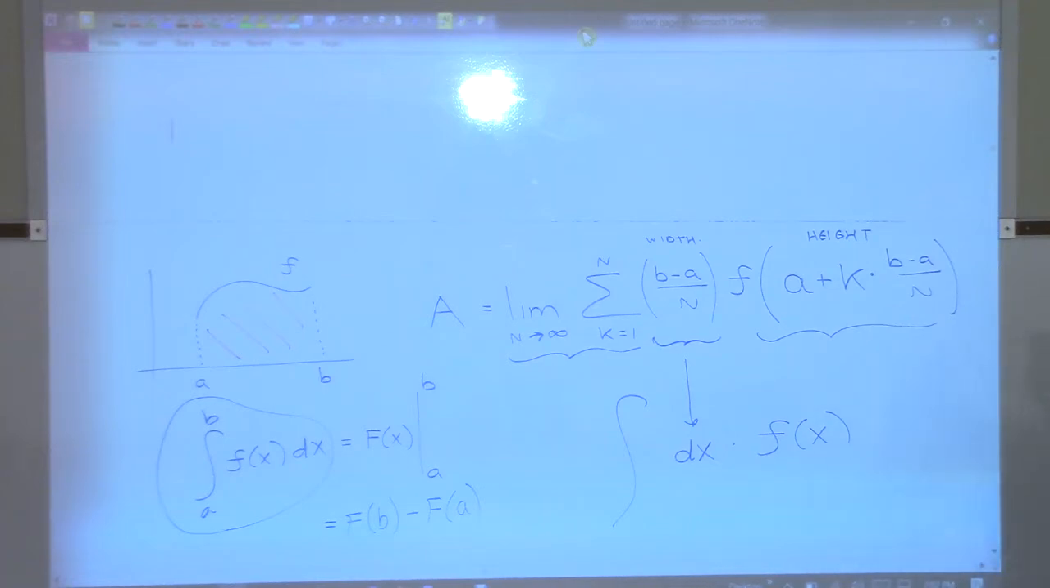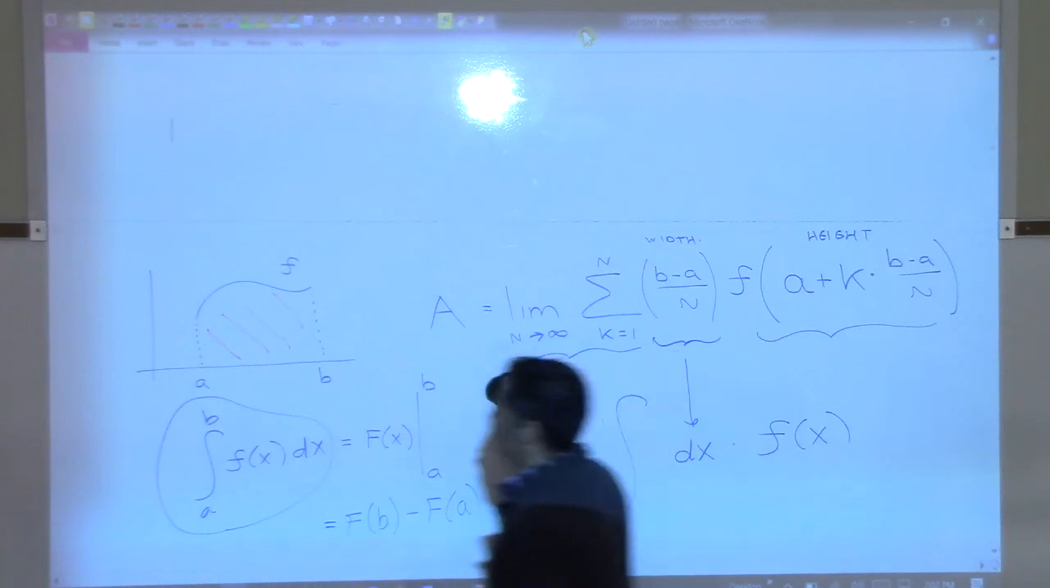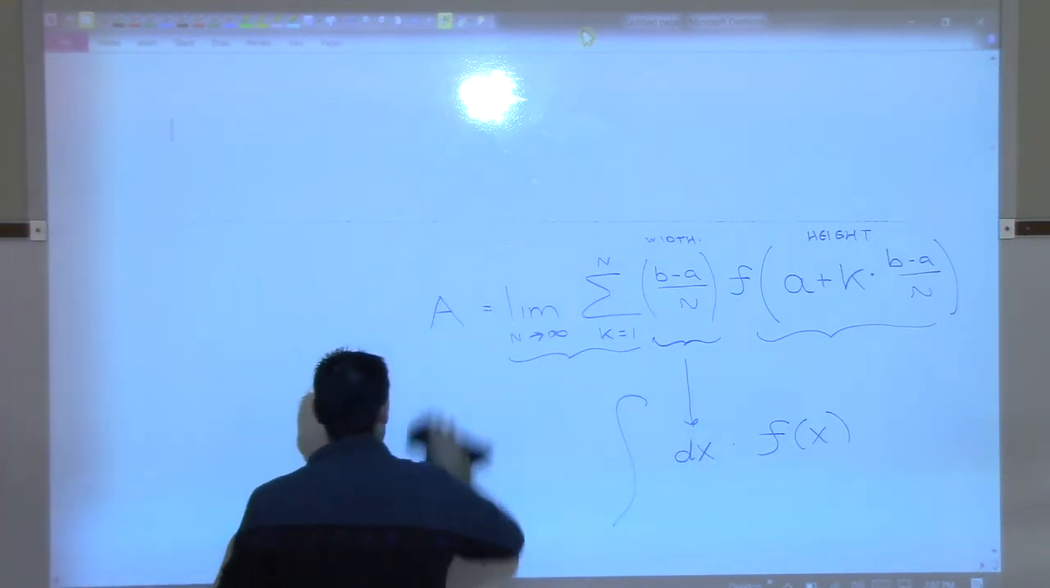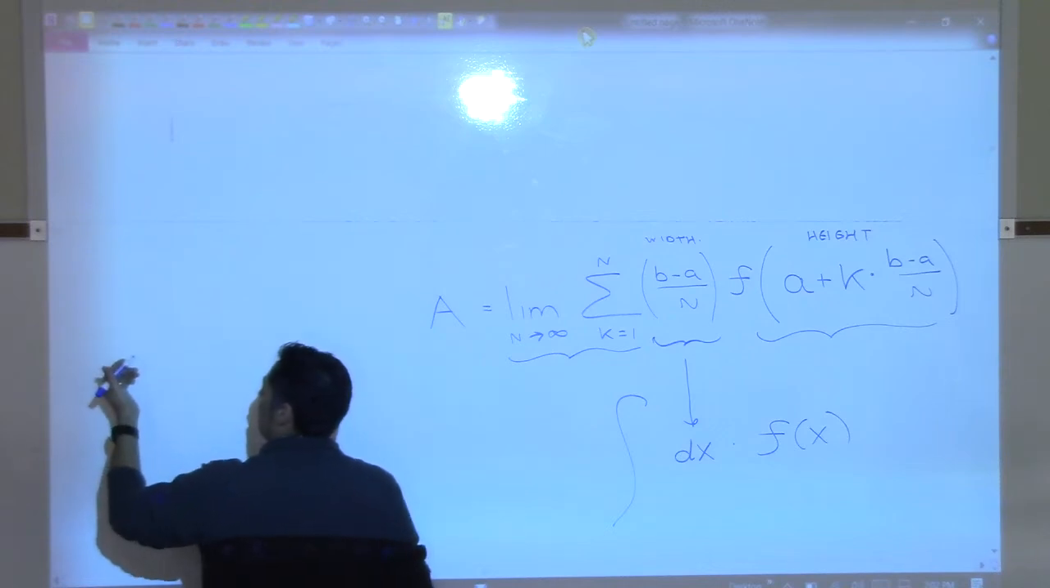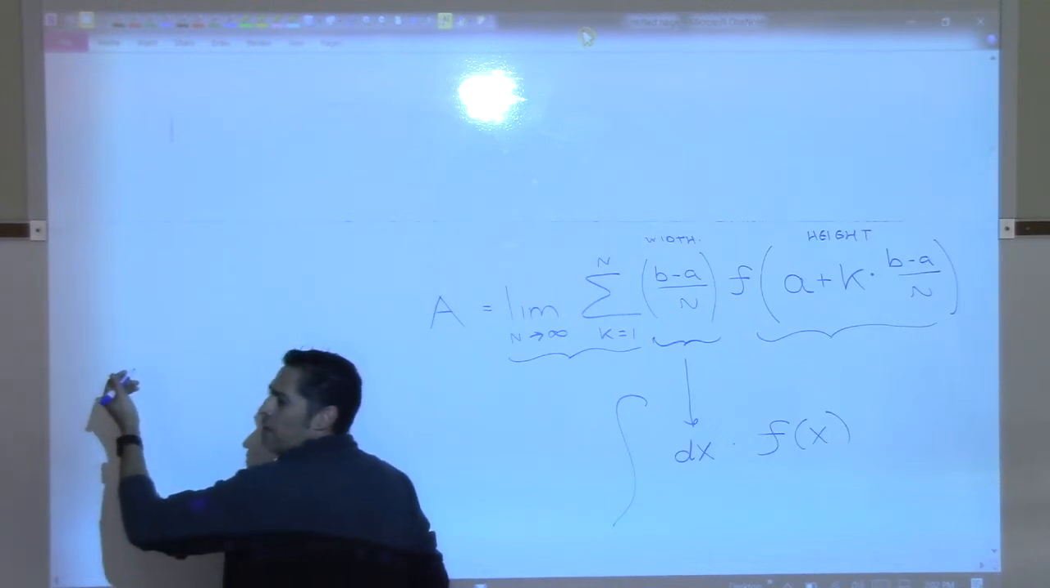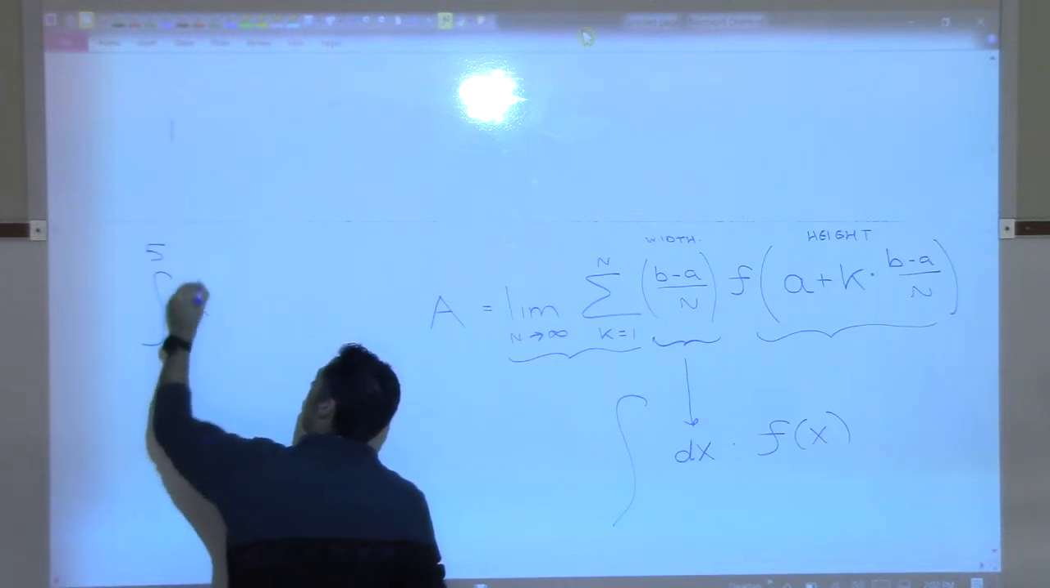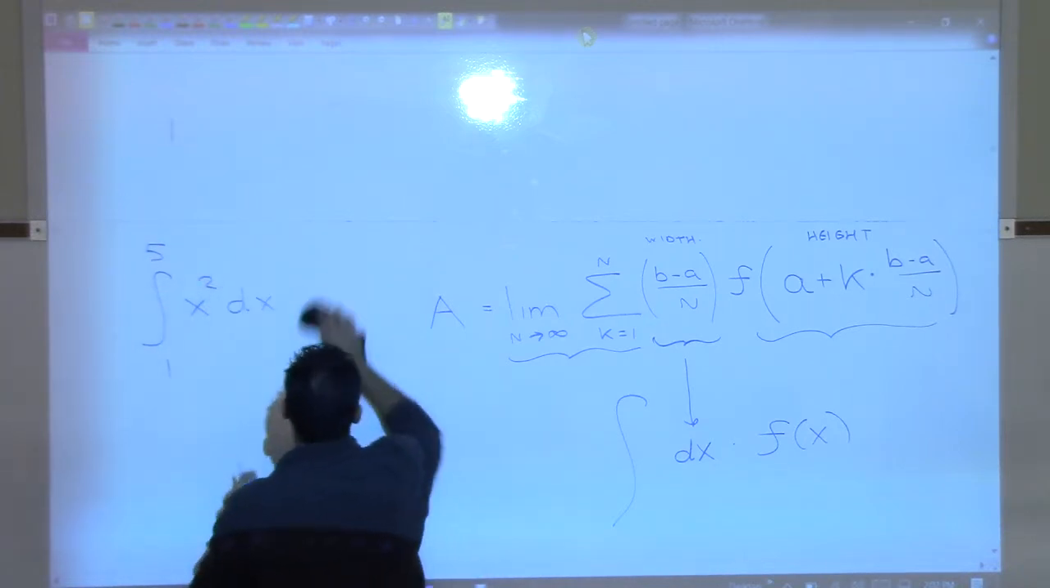All right? So let's do the problem we just did using the fundamental theorem of calculus. The problem we just did is we wanted to know the area under x squared between 1 and 5, right? So we just go here, 1, 5, x squared, dx.